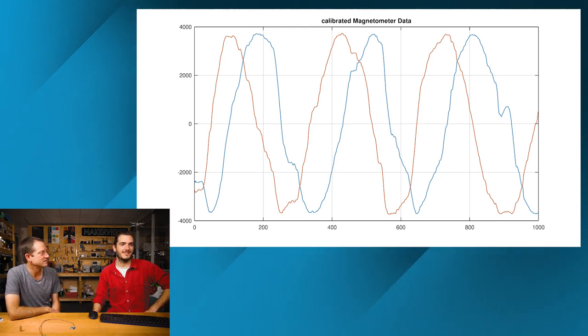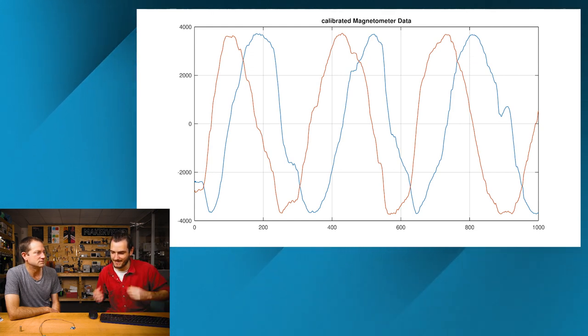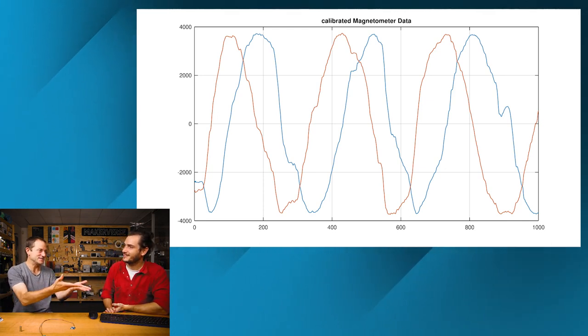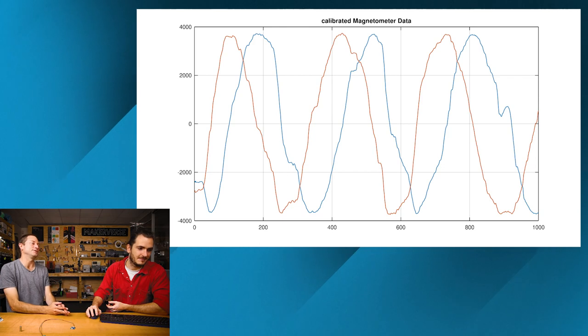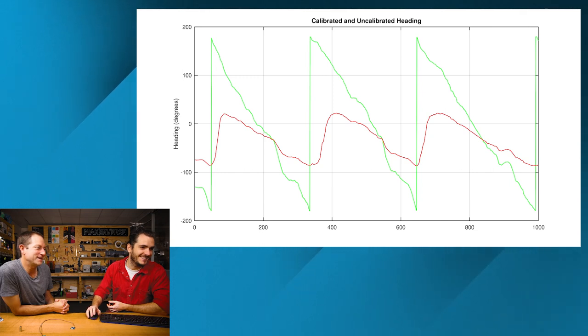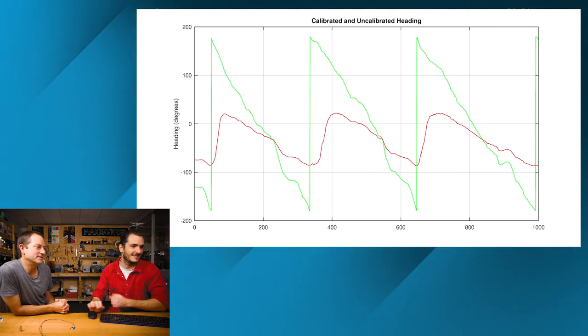Right, but this is still just raw XY field strength data. This isn't a heading yet. That's right. So it's corrected first. So we've added this correction, and then through the magic of trigonometry, we can get a bearing.